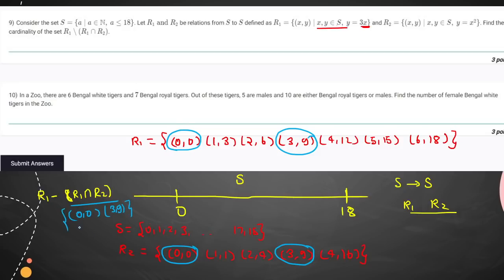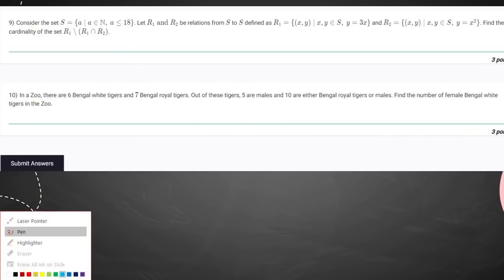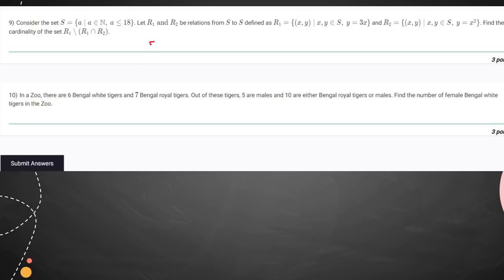So we have to remove these two elements from set R1, so delete these. Now we have to find the cardinality. There are only 1, 2, 3, 4, 5 elements left in set R1. So there are 5 elements left, so the answer was 5.